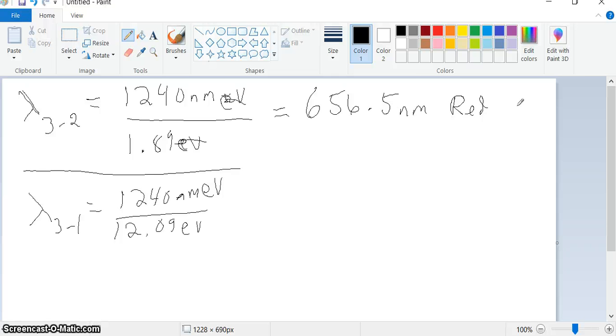The next one is n equals 3 to n equals 1, and of course we had 12.09 electron volts. That's the one we're talking about. Again, you take this constant, 1,240 nanometers times electron volts.